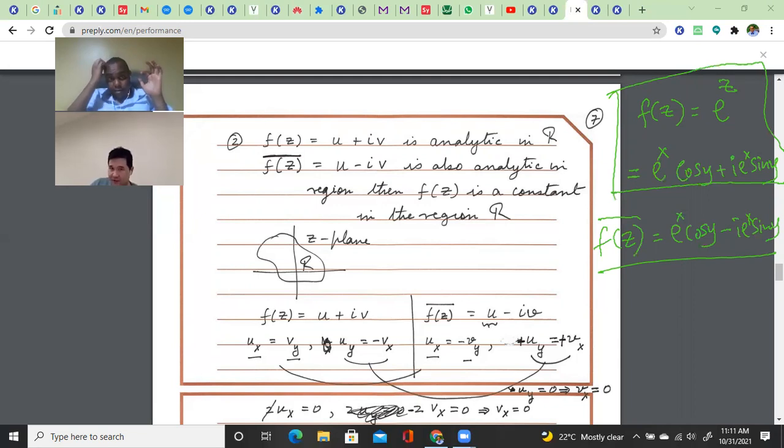Okay, I understand. But my question was, in his explanation, he said that f(z) equals u plus iv is analytic in R, then the conjugate of this function is also analytic in the region, then f(z) is a constant in the region R. That's what I asked.